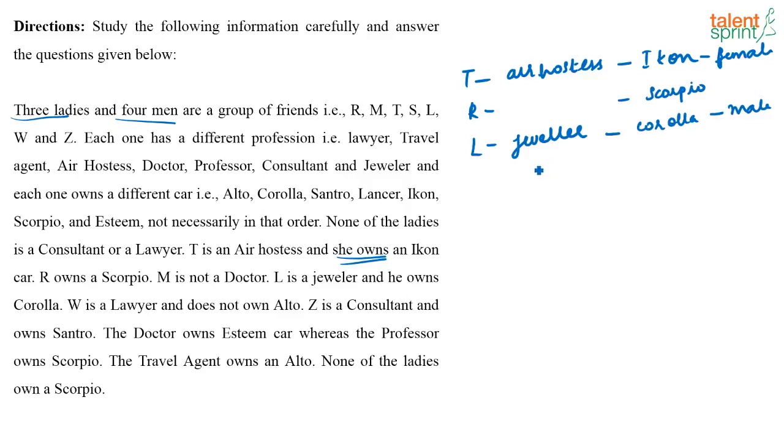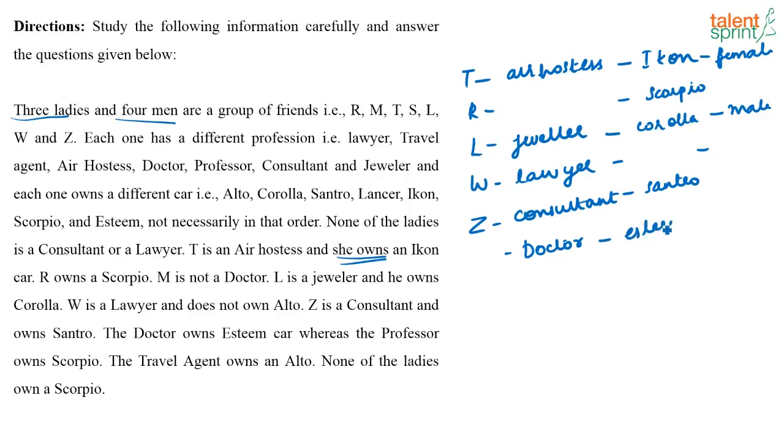Next. R owns a Scorpio. Okay, that we have written. L is the jeweler. He owns Corolla. W is a lawyer and does not own an Alto. Okay, let's just leave that blank. Z is a consultant. Z is a consultant and owns Santro. The doctor owns Esteem car. So if you have a doctor, whoever it is, doctor owns an Esteem car, whereas the professor owns a Scorpio.